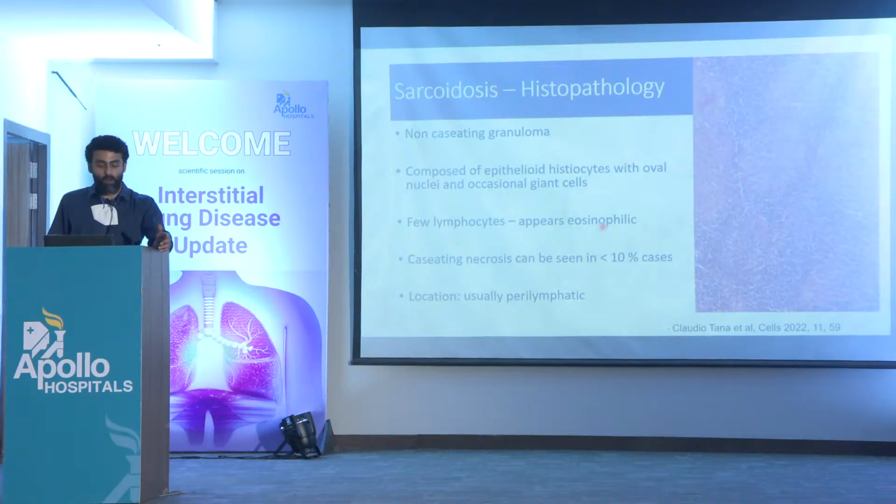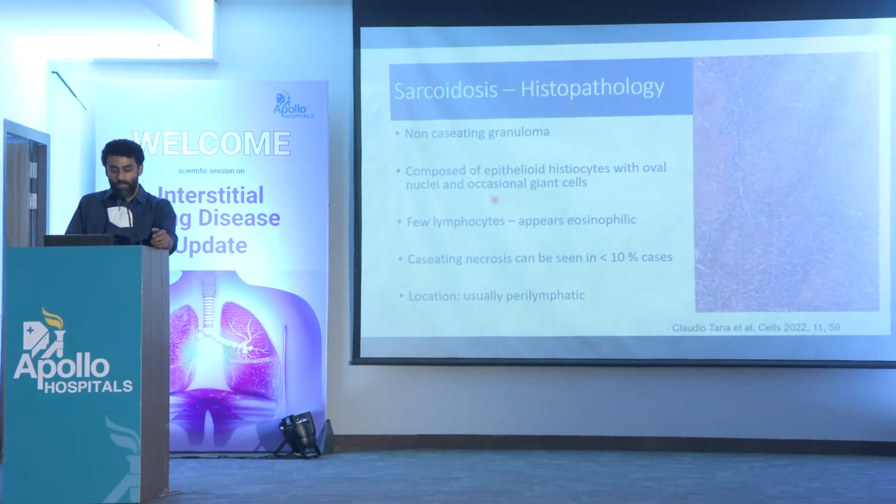And this is what a sarcoid histopathology looks like, which is composed primarily of non-caseating granulomas, composed of epithelioid cell histiocytes with oval nuclei and occasional giant cells. There can be few lymphocytes. The caseating necrosis, although very rare, is reported in less than 10% of the cases.